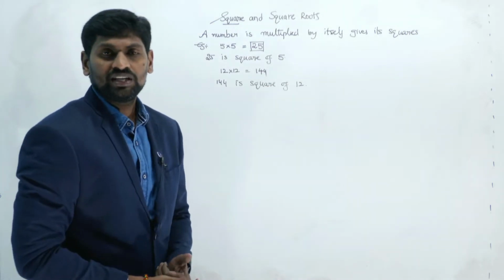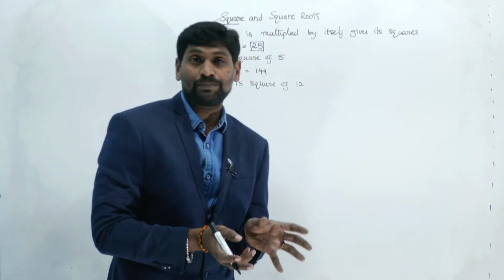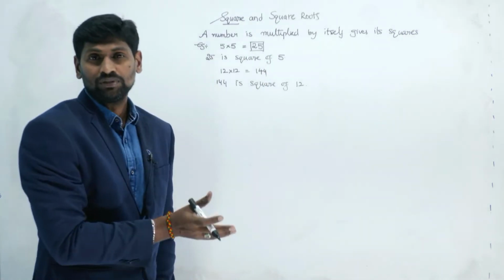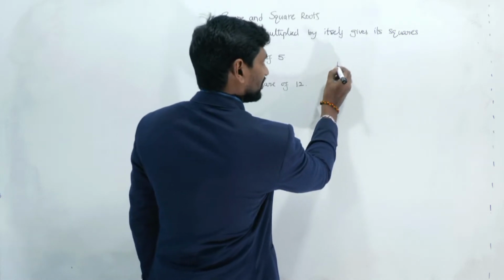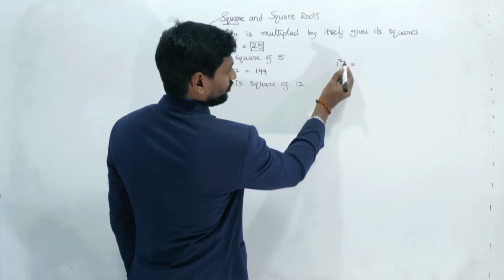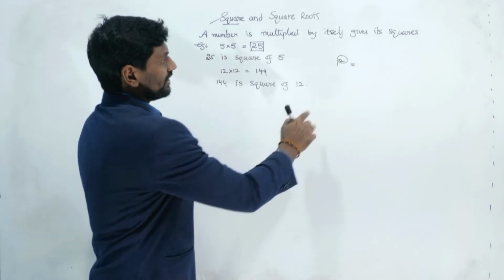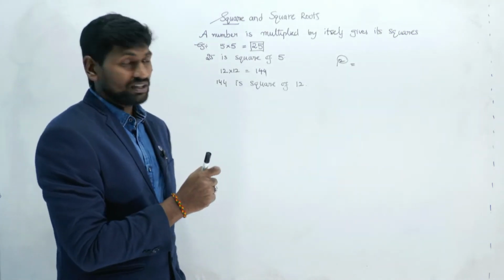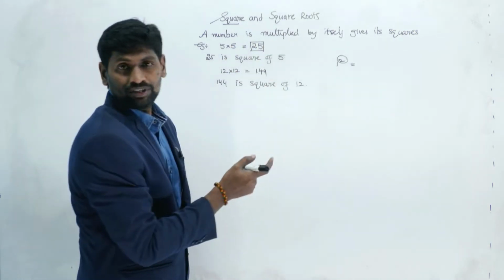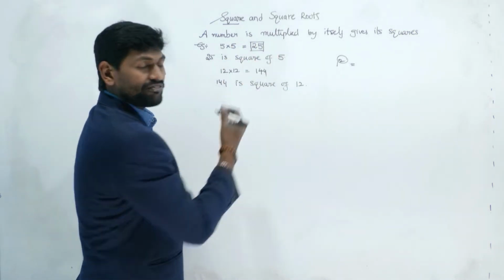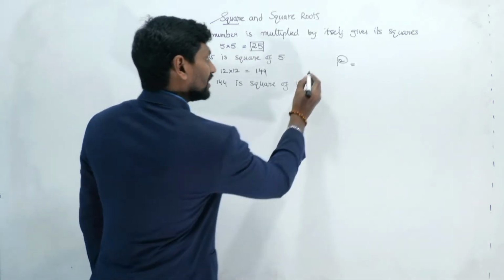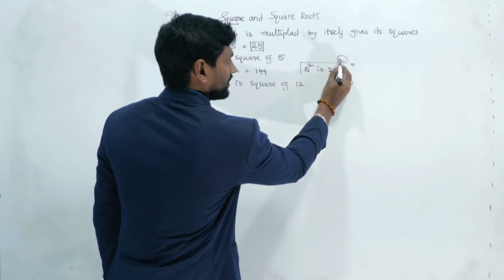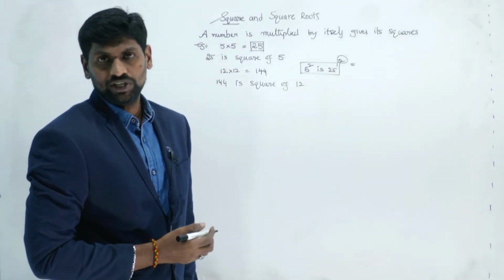So let us see some patterns based on the square numbers. I am just writing the square numbers from 1 to 9. Let us observe here. So 1 square value, we have to write 1 into 1. A number multiplied by itself gives its square number. That means 5 into 5 is 25. 25 is the square of 5, nothing but 5 square is 25. We should express it like this: 5 square value is 25.